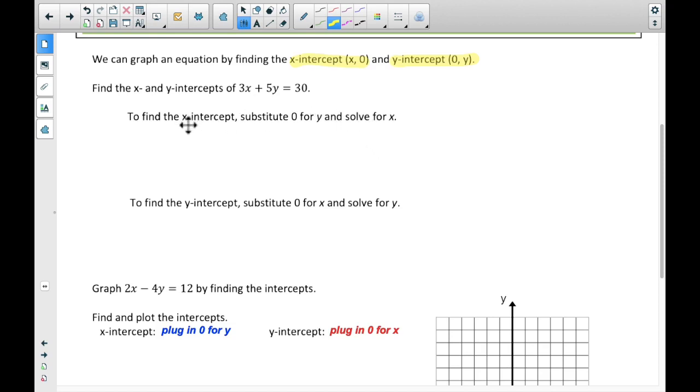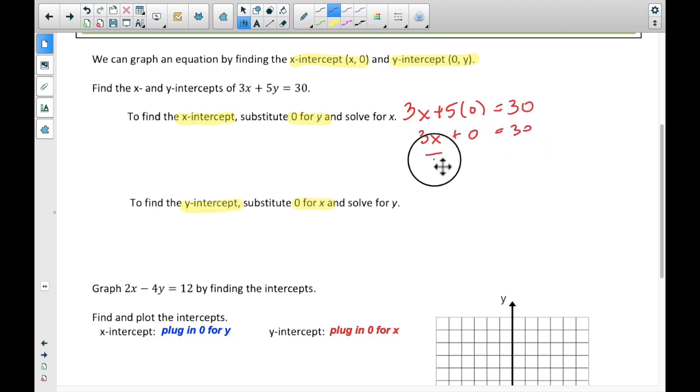That is, to find the x-intercept, we plug in a 0 for y. And to find the y-intercept, we plug in a 0 for x. So let's take this example and plug in a 0 for y. In other words, we're going to take 3x plus 5 times 0 and then equals 30. And I'm just going to simplify this expression. So this is 3x plus 0 equals 30. So I need to divide by 3, and that gives me x equals 10.